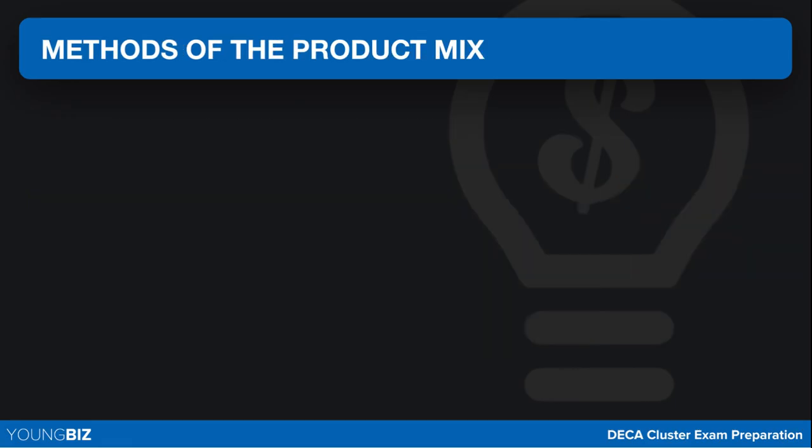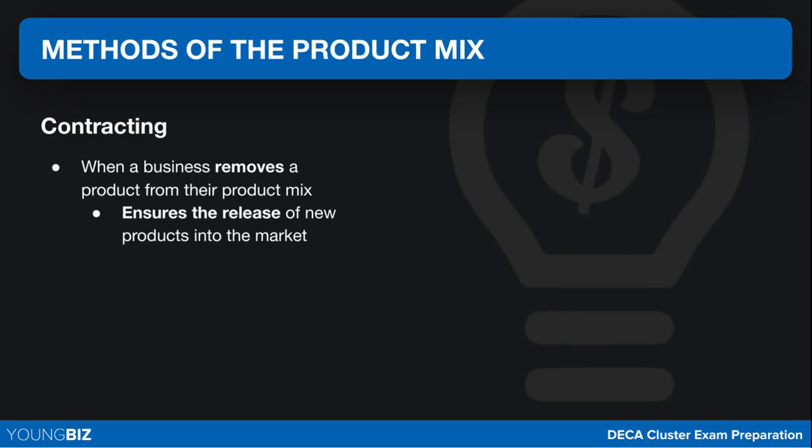There are multiple methods to the product mix, all of which support the maintenance of the product and their product lines. The first of which being contracting, which is when a business removes a product from their product mix. This almost guarantees the release of new products into the market. So even though contracting seems like a bad thing, it overall has a beneficial factor to the business.